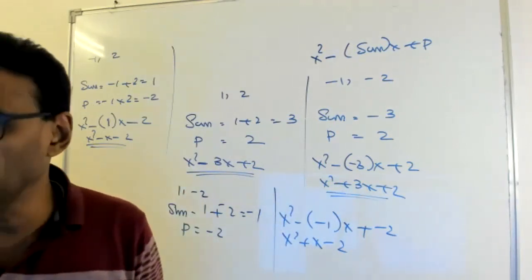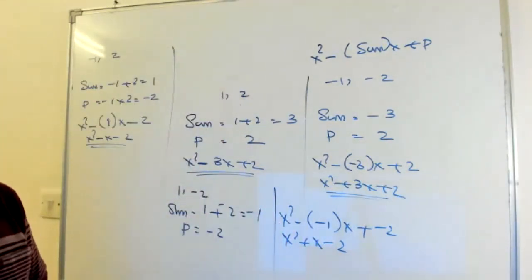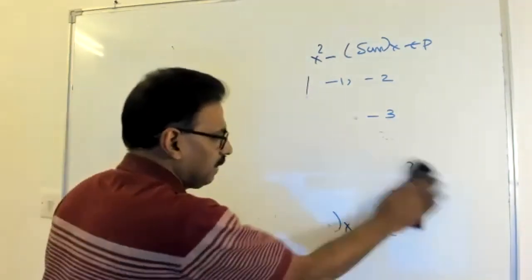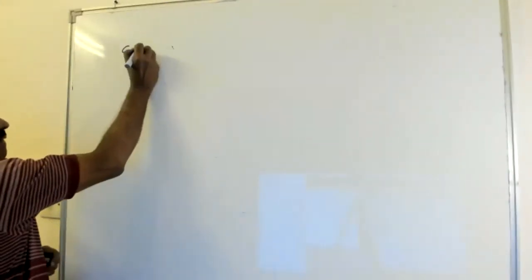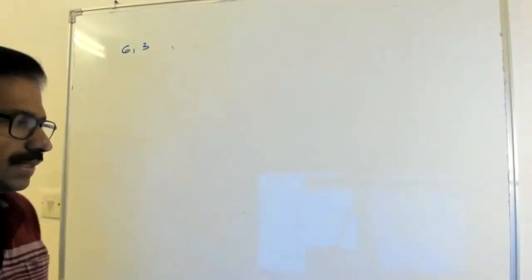Now listen, everyone write this note. Write the polynomial. Everyone answer. Write the polynomial if the zeros are 6, 3.